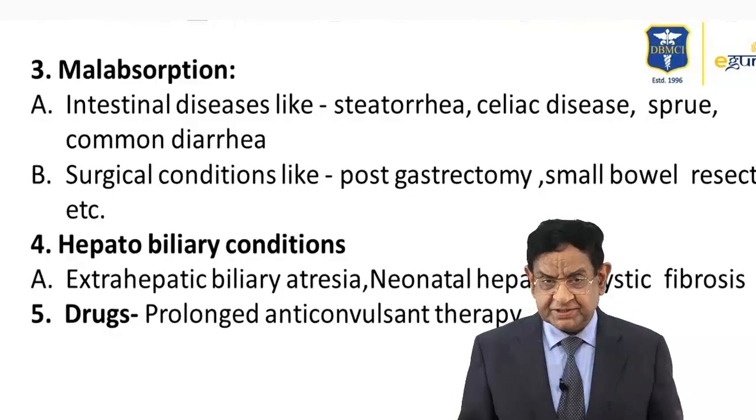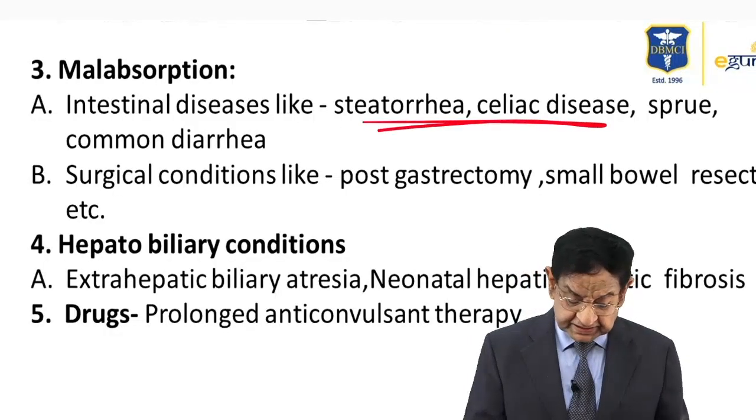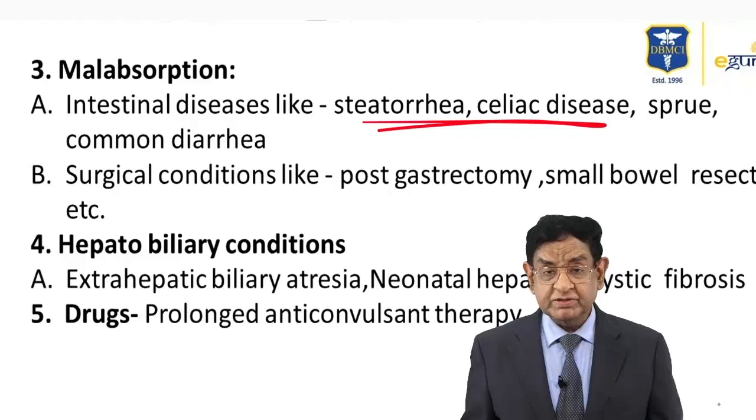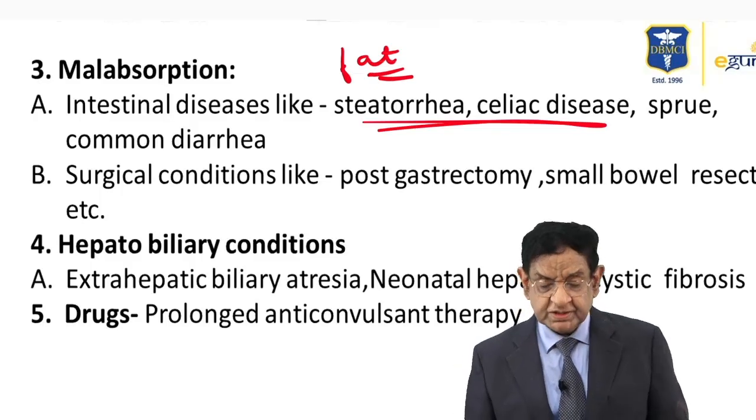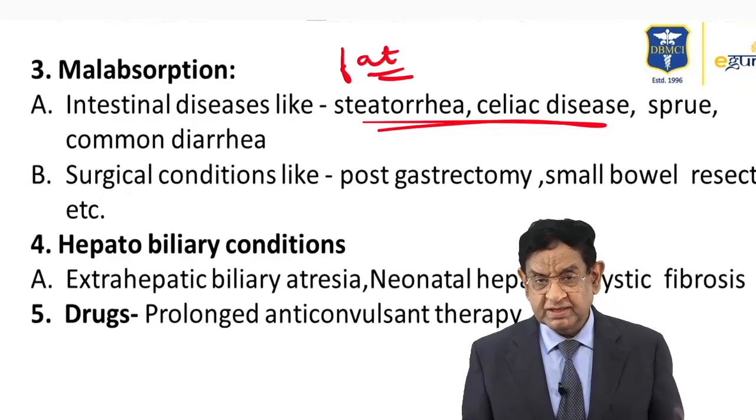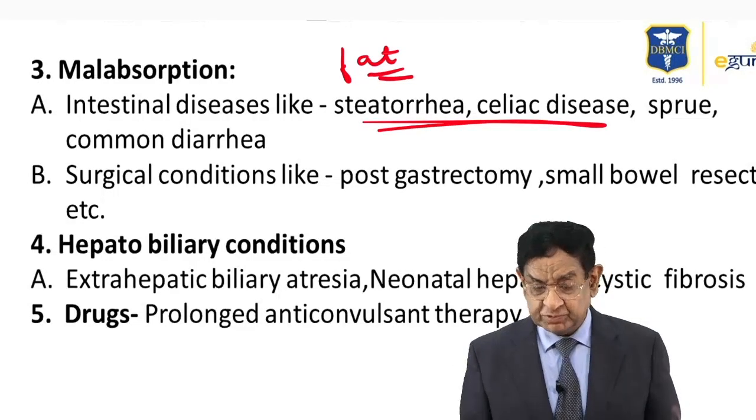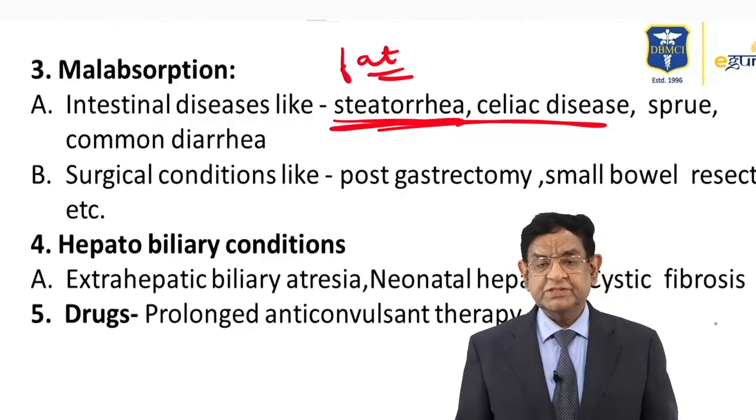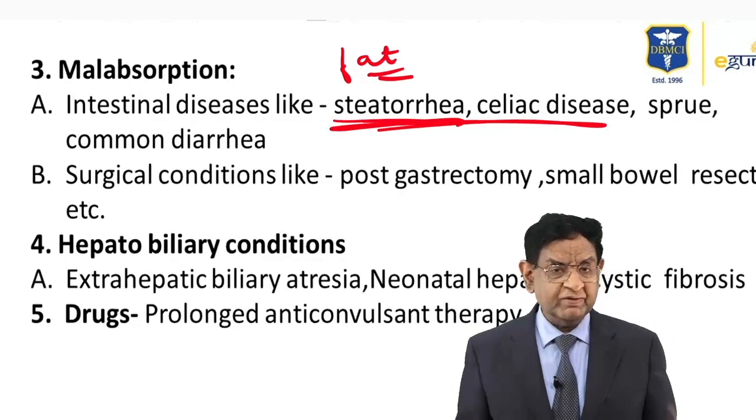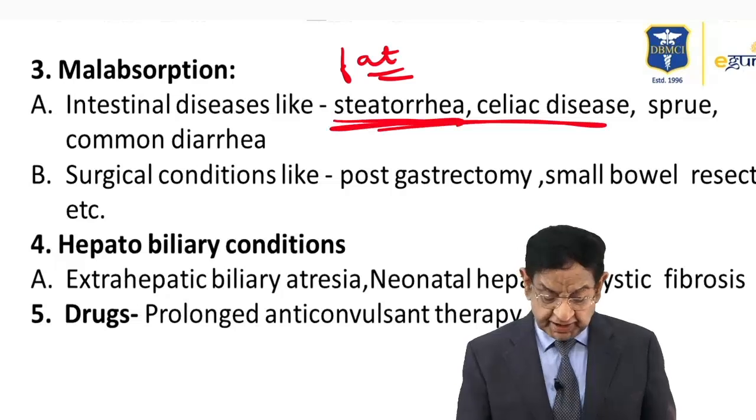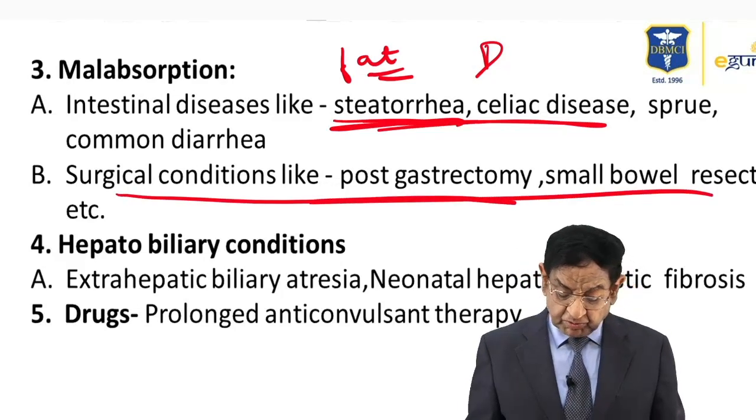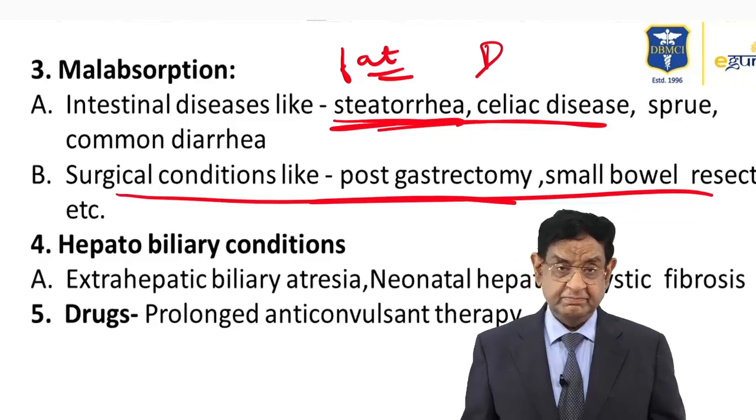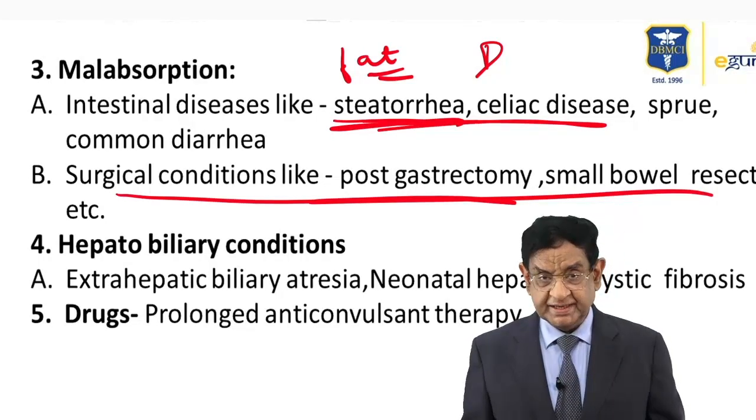Malabsorption, any condition of steatorrhea like celiac disease. Why? Because we need fat. Vitamin D is a fat soluble vitamin, so we need bile salt, and if the fat is not getting absorbed, that leads to steatorrhea. Steatorrhea will lead to deficiency of all fat soluble vitamins, including vitamin D. Surgical conditions like gastrectomy and small bowel resection will all lead to vitamin D deficiency.